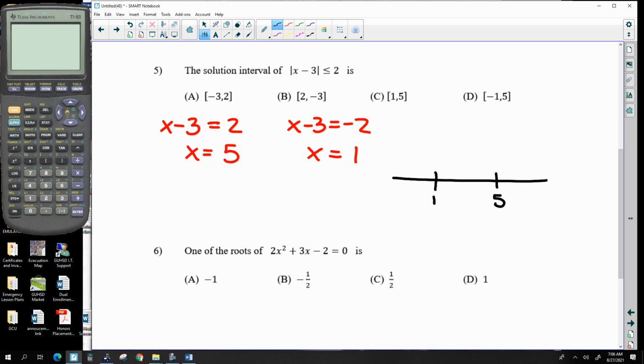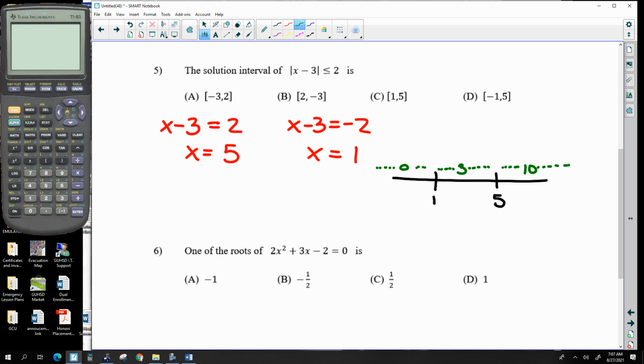What I'm going to do is test the numbers. For instance, I'm going to test something bigger than 5, like the number 10. And whatever happens to 10 happens to anything bigger than 5. I'll test a number between 1 and 5, such as the number 3. And whatever 3 is showing will exist from 1 to 5. And then I will test a number smaller than 1, like the number 0, and it will tell me what's going on below the 1.